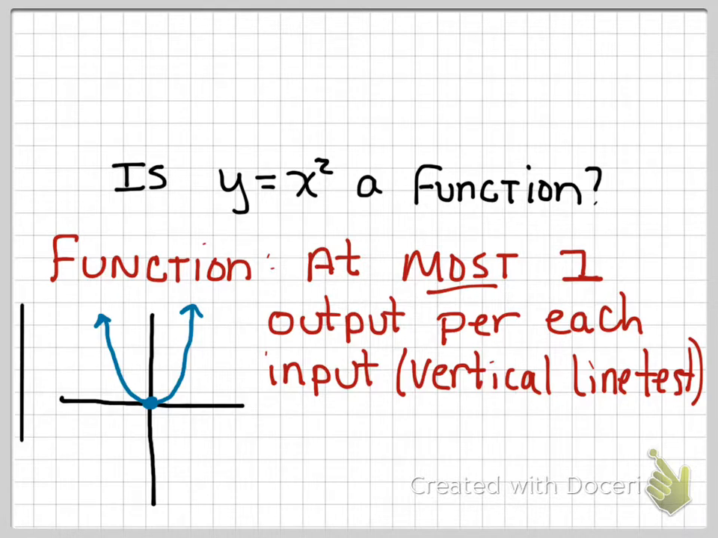So I'm going to take this vertical line, such as your pencil, and move it across the graph. Now, I don't know if this is actually going to work or not, but as I move it across the graph, at no point are there two outputs for any one input. So therefore, it is a function because there's only one output per input at most. And that concludes the test.